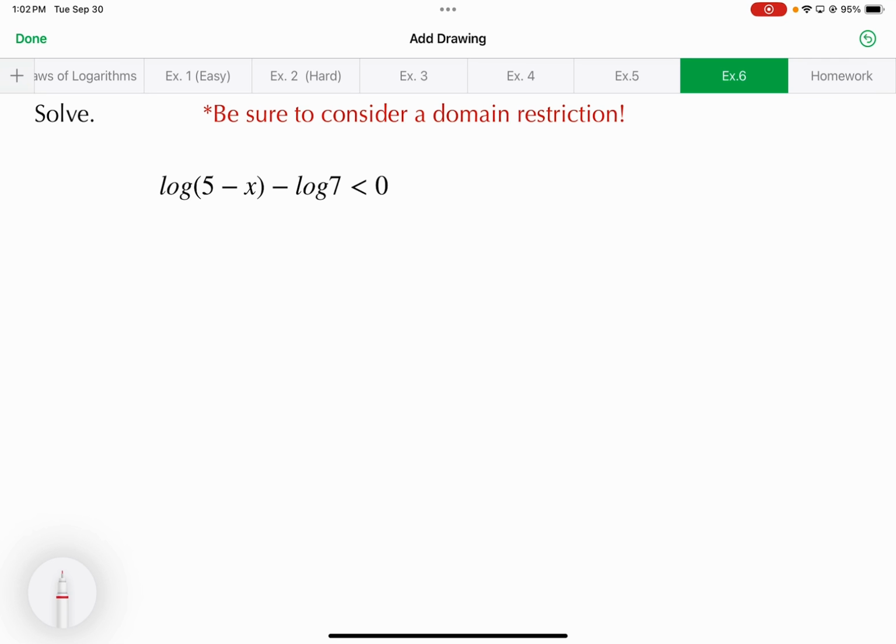Michael? Quotient property. So you want to combine both those logs together and make it a fraction inside the log? Yeah. Okay. So what's that look like? You have 5 minus x over 7. Cool. Less than 0? Yes. Okay. I like it. Now, if it was equal to 0, what would you guys do next?